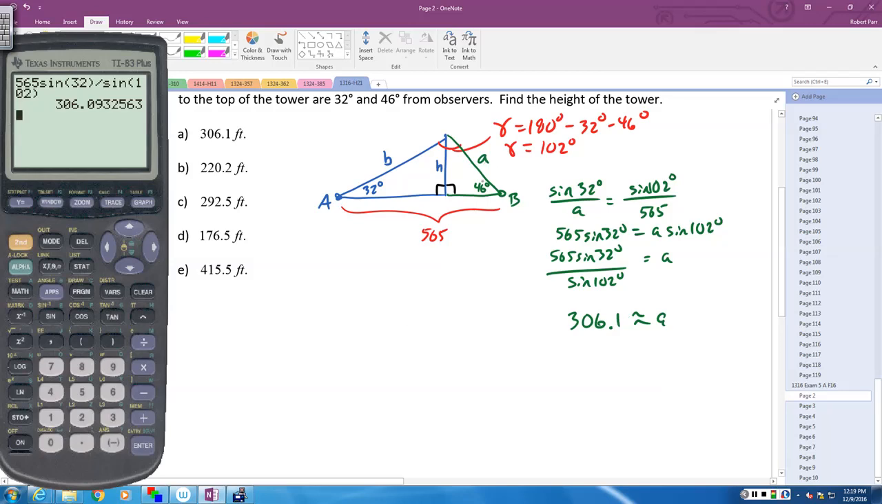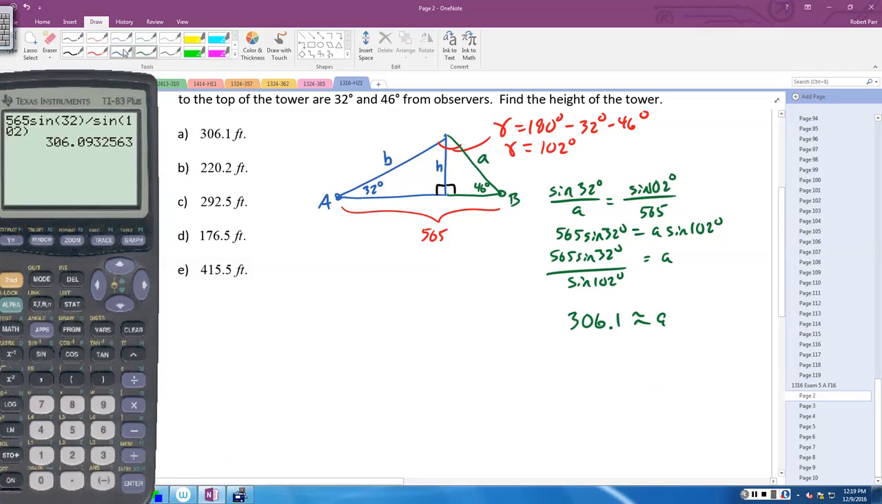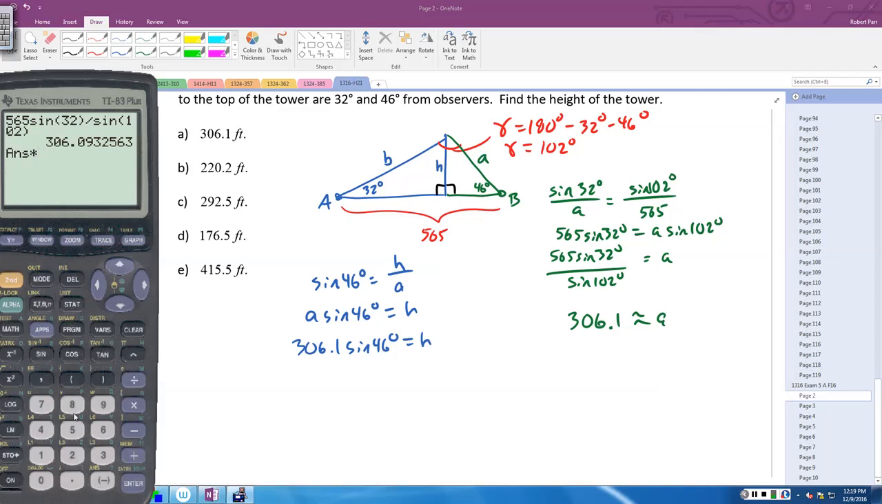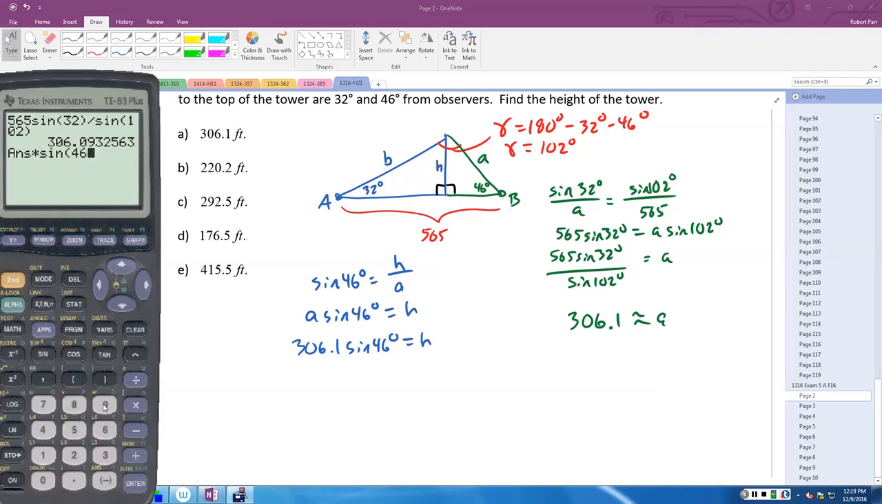And so I know A. That means I know sine of 46 degrees is the opposite side, H, over A. So A sine of 46 degrees is H. So I know A. It's about 306.1. And so I'm going to use that exact value times sine of 46. And I get an H of 220.2 feet.